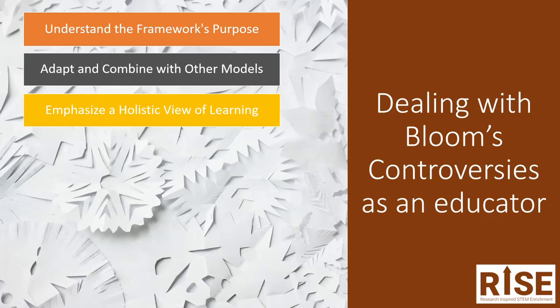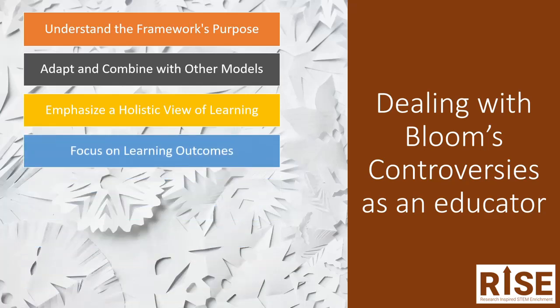Educators should emphasize a holistic view of learning. Encourage a holistic perspective on education that encompasses not only cognitive skills but also affective and psychomotor domains. This helps address concerns about an overemphasis on cognitive skills. Educators should focus on learning outcomes. Place more emphasis on the intended learning outcomes and goals rather than rigidly adhering to specific categories within the taxonomy. The focus should be on what students need to learn and how to help them achieve those objectives.